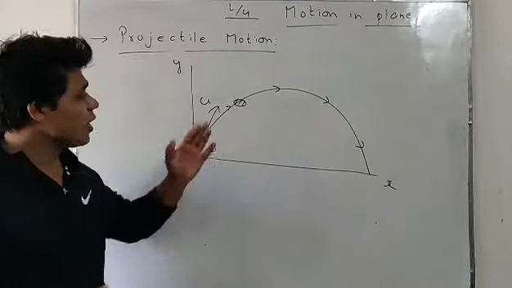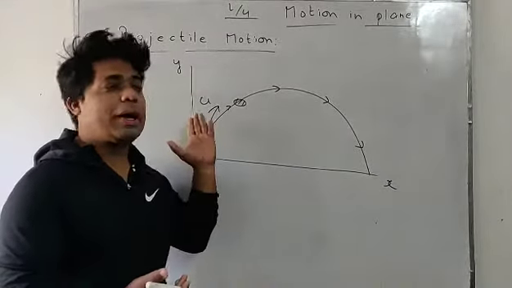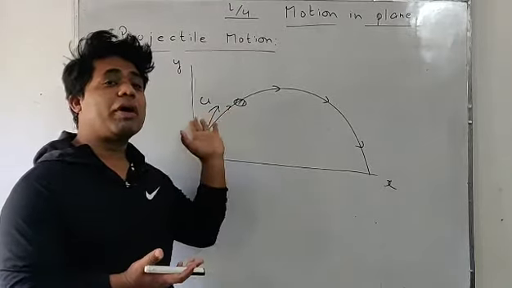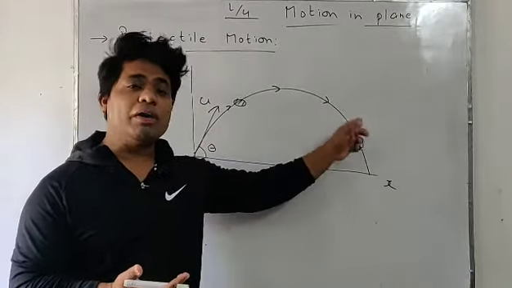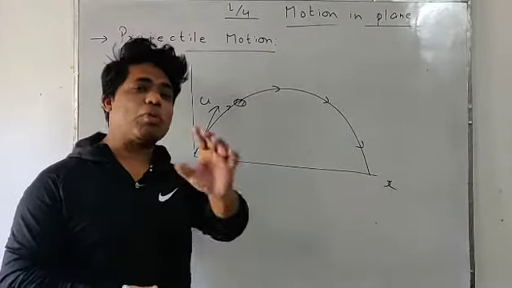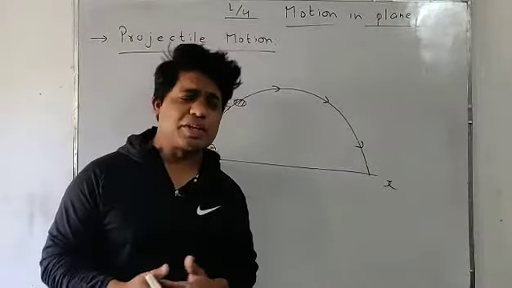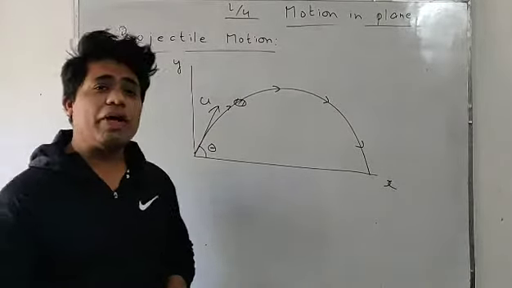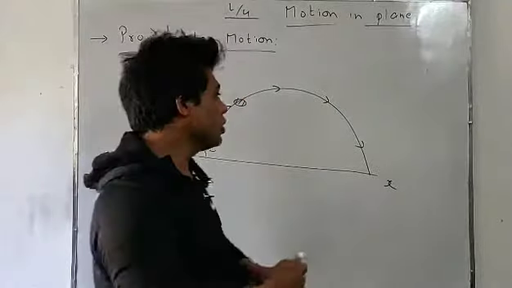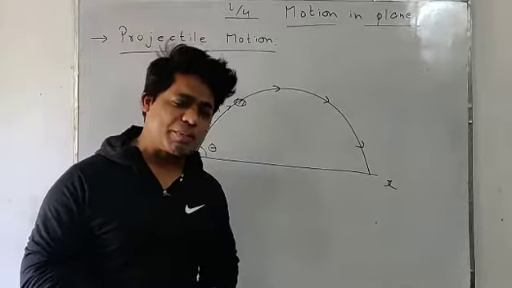So simply, whenever we throw an object making some angle with the horizontal and with some initial velocity, and after that the object travels under the influence of gravity and finally reaches the ground, such motion is said to be projectile motion. Lots of examples are there. When athletes throw a javelin or discus, that is an example of projectile motion.